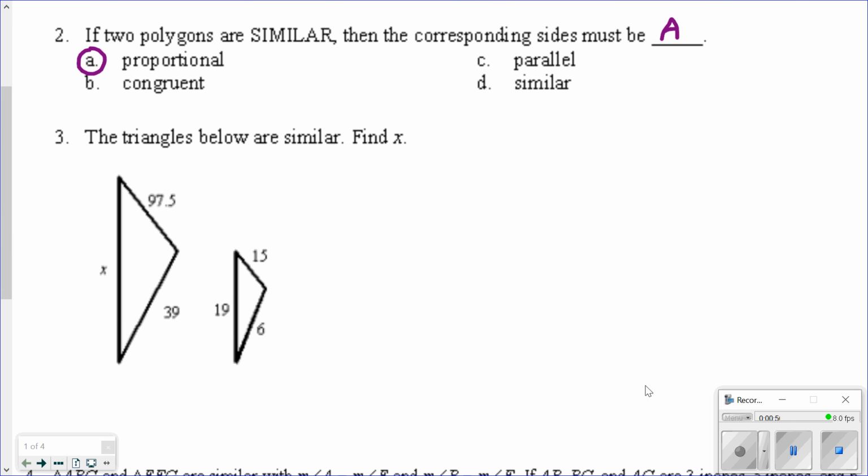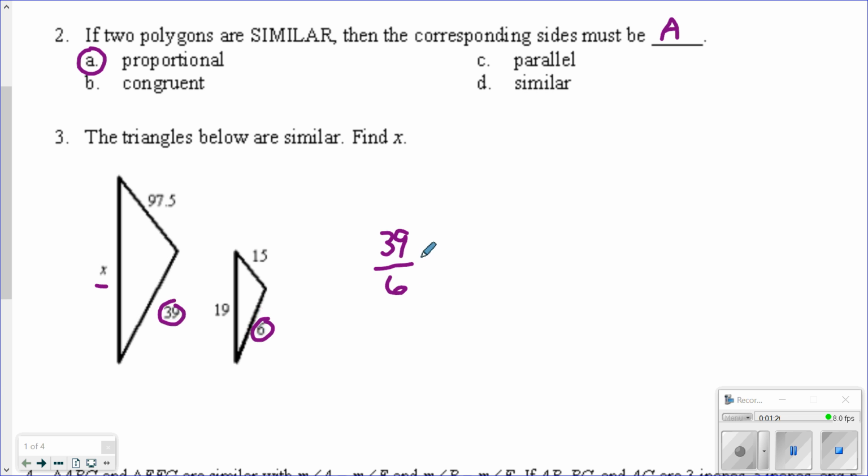3, the triangles below are similar. Find X. If I look at X here, it's in the large triangle. So now I need to look at my triangle and figure out two sides that are corresponding that I do know the side lengths of, and we'll focus on 39 and 6. So let's write a ratio using 39 and 6. It does not matter which is in the numerator and which is in the denominator. You'll get the same answer.